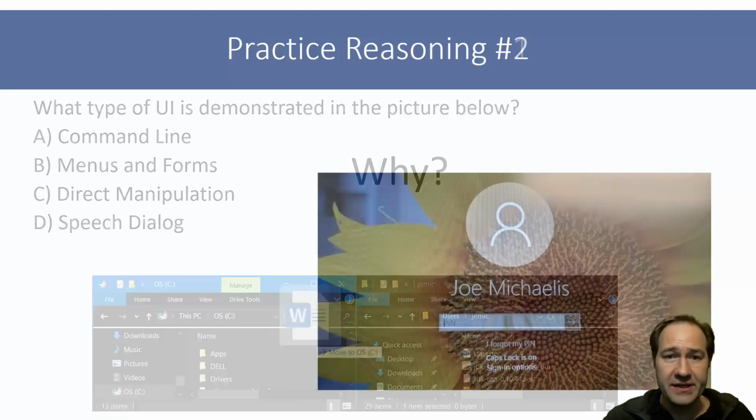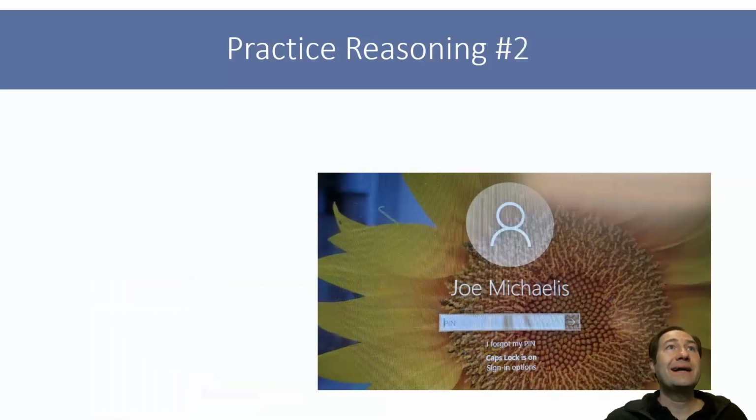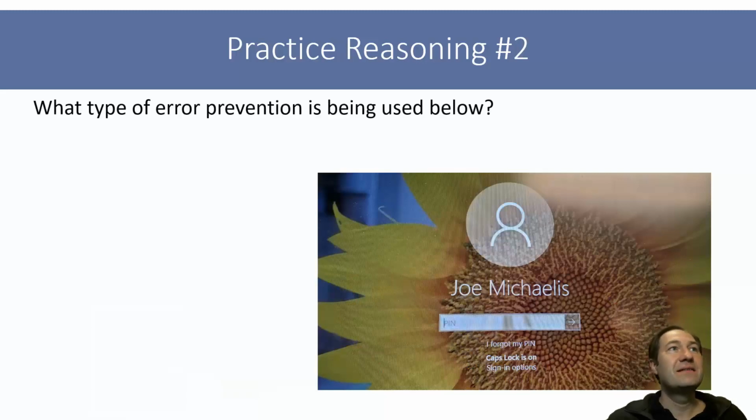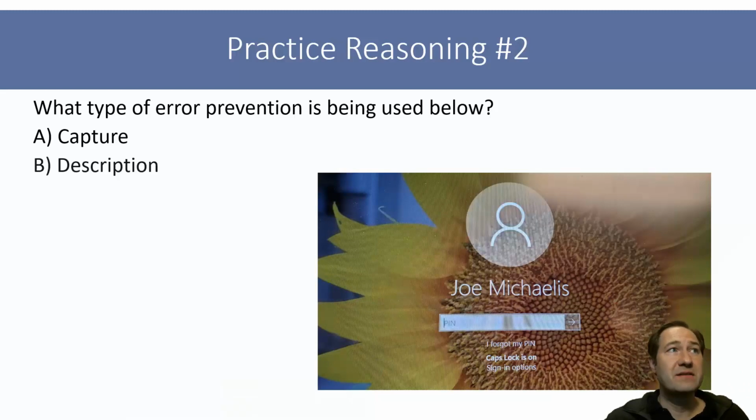Great, let's tackle another question here. Here is practice reasoning number 2. So take a look at this UI feature. Spoiler, that's my actual login screen. What type of error prevention is being used below? Are we trying to prevent capture errors, description errors, mode errors, or lapse errors? And you can go ahead and pause.